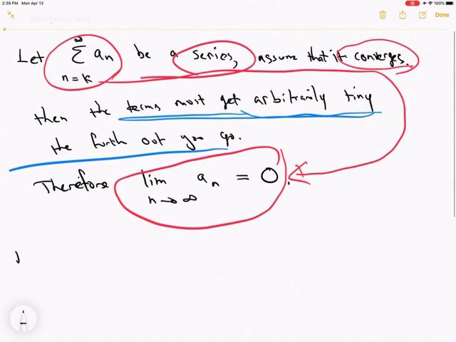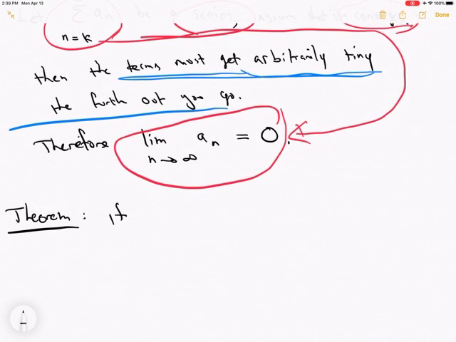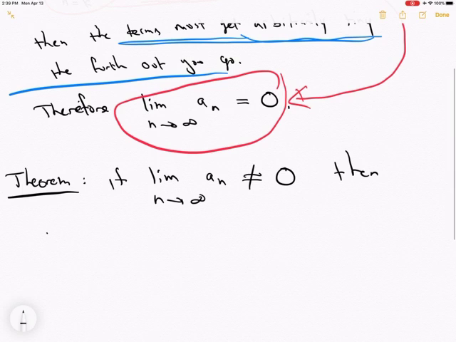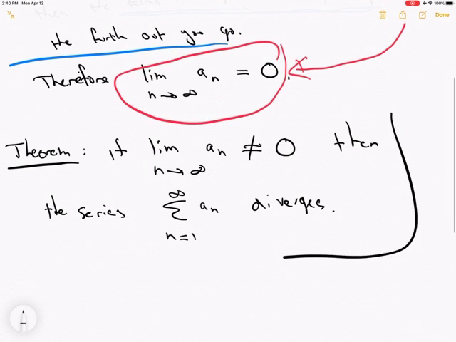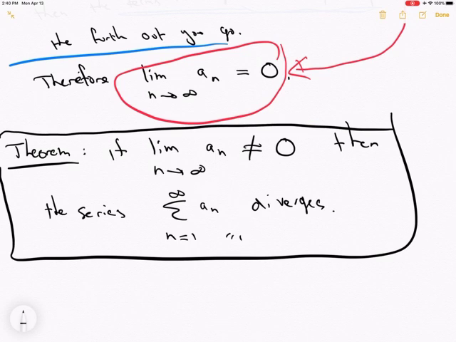This theorem is just the contrapositive of this statement in red. If you have a convergent series, then the limit of the terms in the series vanishes the further in the series you go. So the contrapositive says that if the limit as n goes to infinity of a_n is not 0, then the series obtained by summing over all these terms diverges. This result is called the divergence test.